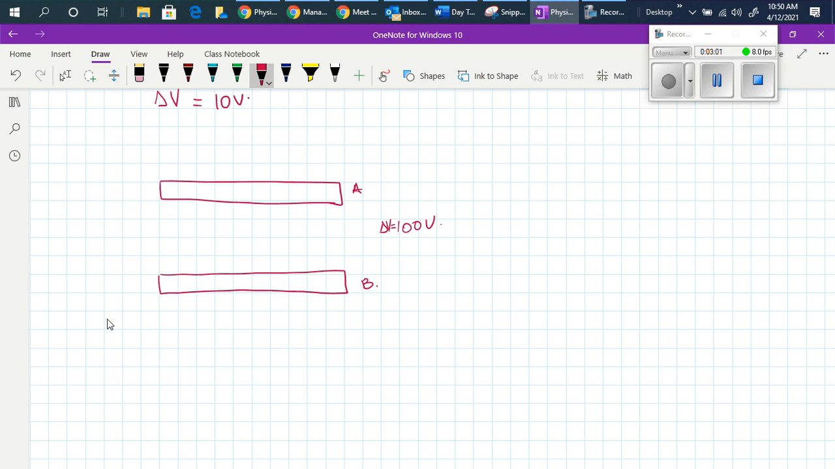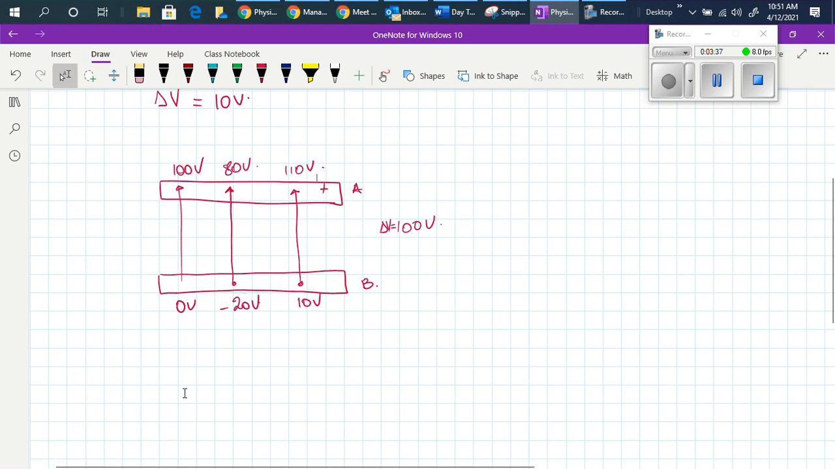That means that if this is 0 volts, then plate A, being a positive one, will have a voltage of 100. This is, let's say, negative 20 volts. Then plate B will have a positive 80 volts, and so on and so forth. So that being positive 10 volts, that means that the voltage difference is 110 volts.